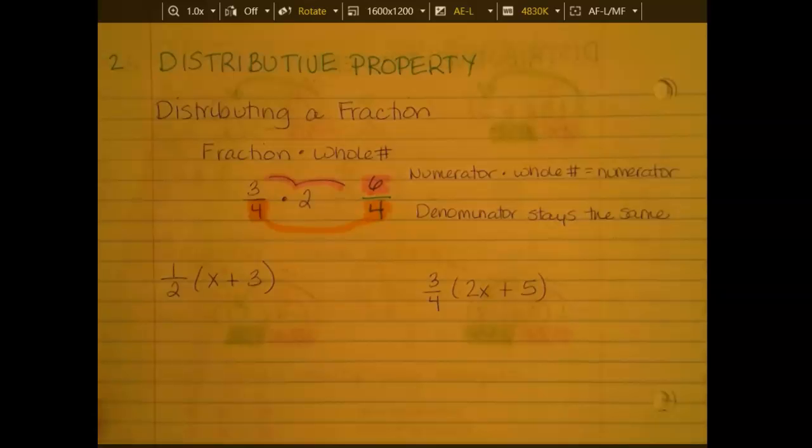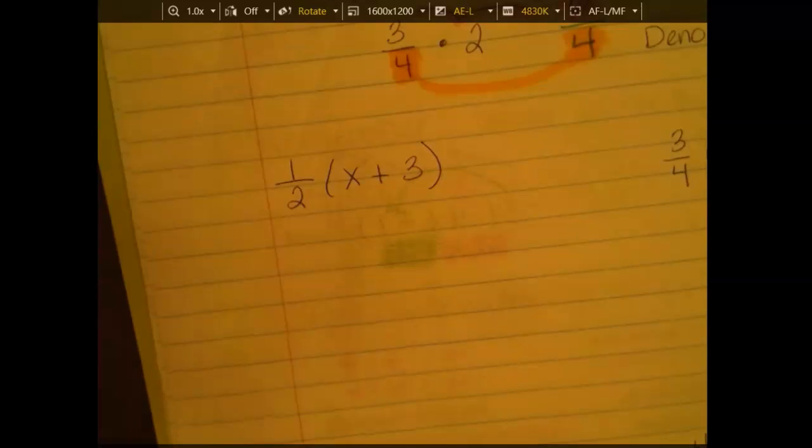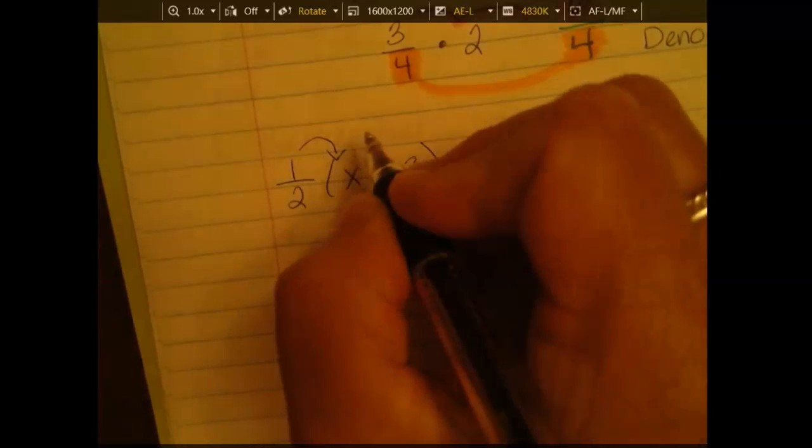Okay, what we're going to do is, let's zoom in a little, and we're going to multiply this first one out. 1/2 times x, right, is really 1/2 times 1.